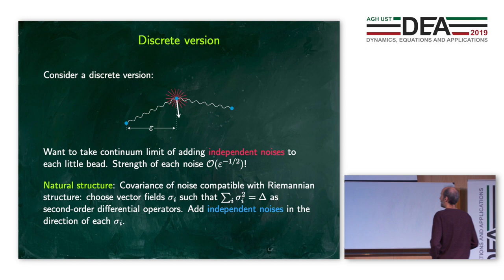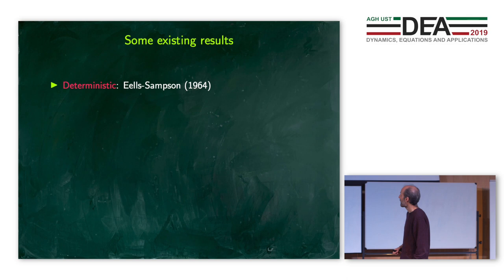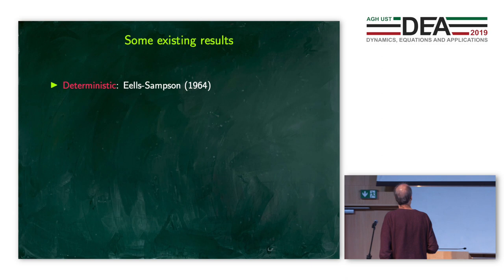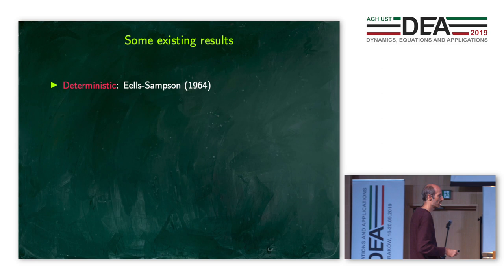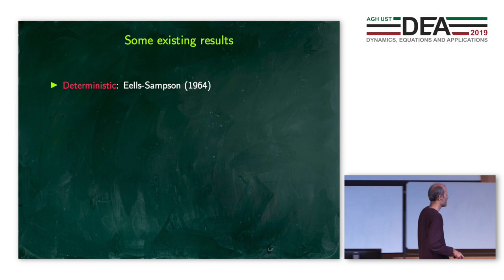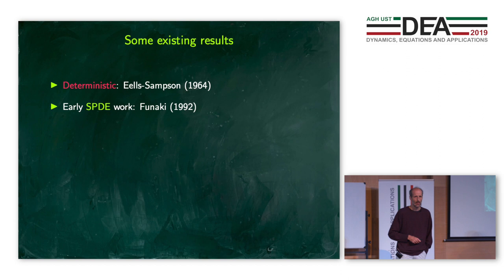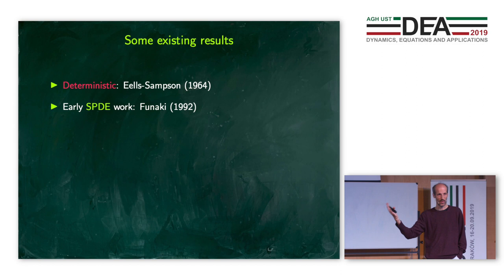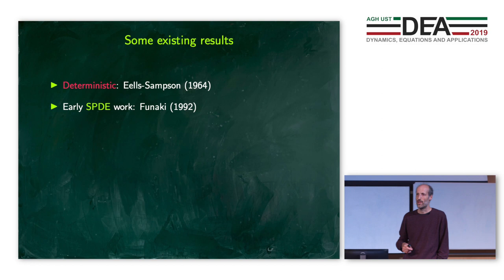Okay, and so then here, I just mention again what we had on the previous slide. So now this has, of course, been somewhat studied before. On the deterministic level, this heat flow was introduced by Eells and Sampson in the mid-60s, for completely different reasons. I don't really want to go into details. There's some early work by Funaki in the early 90s who tried to construct the evolution that I just described to you. But at the time, the tools that we have now weren't available, and so he had to restrict himself to very smooth noises.